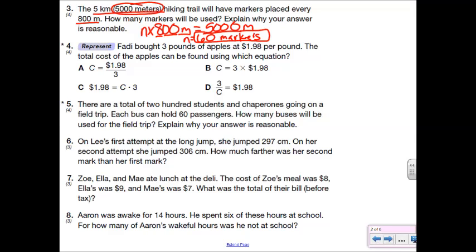Fadi bought 3 pounds of apples at $1.98 per pound. So we have how many groups? 3 pounds, and we have the number, and in this case price, per group, or the number in the group. So we're going to have N times 3, or G, 1.98 equals the total cost.